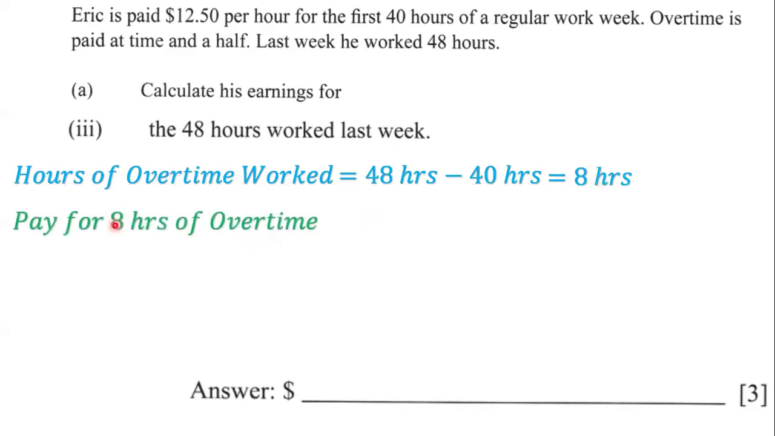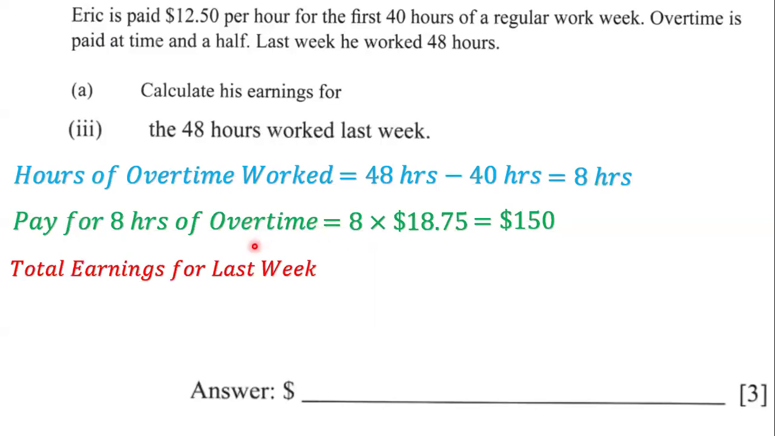Next, we have to figure out his pay for 8 hours of overtime. So it's overtime pay for 8 hours of overtime work, which is going to be 8 multiplied by how much he is paid per hour for overtime, which is going to be $18.75. So 8 times $18.75 gives us $150. And so we're going to use this information to help us to determine his total earnings for last week. So we're going to add his regular earnings plus his overtime pay.